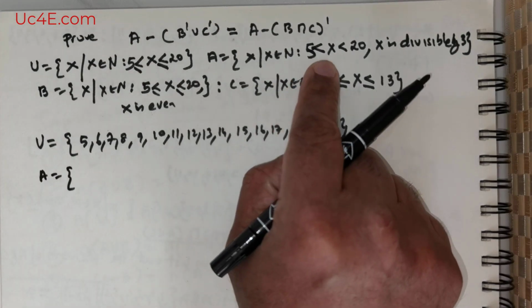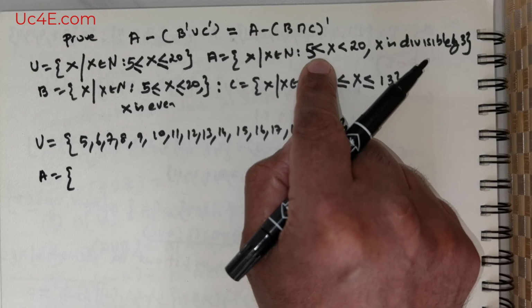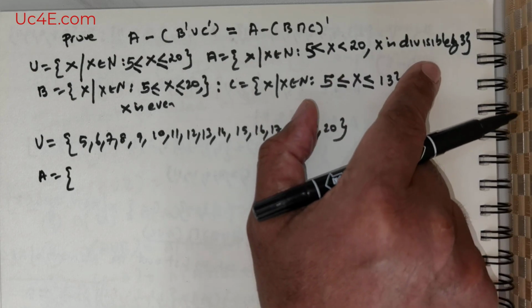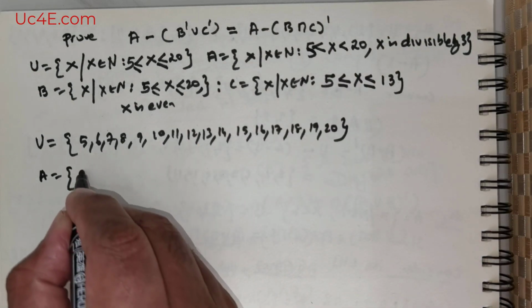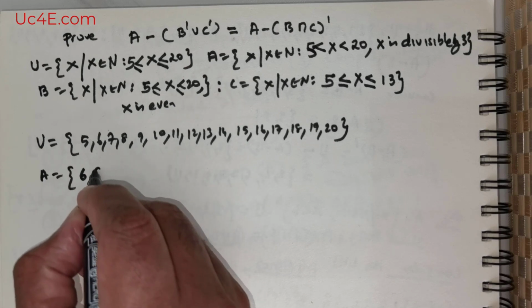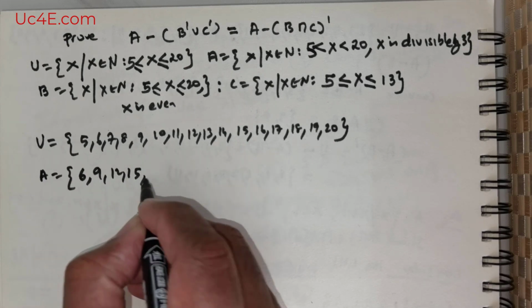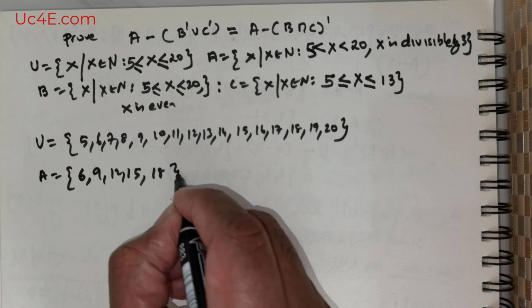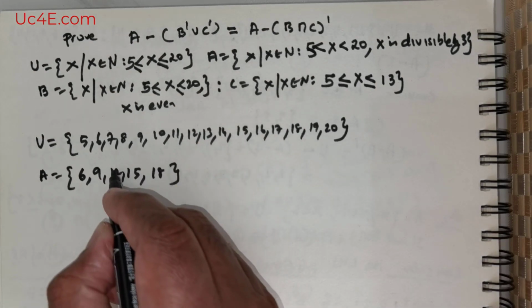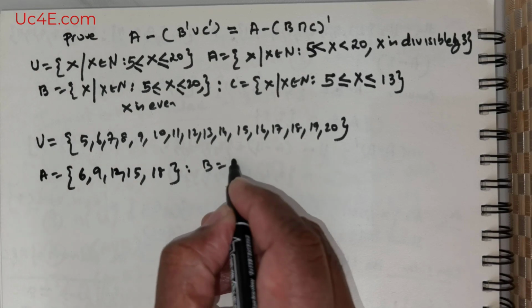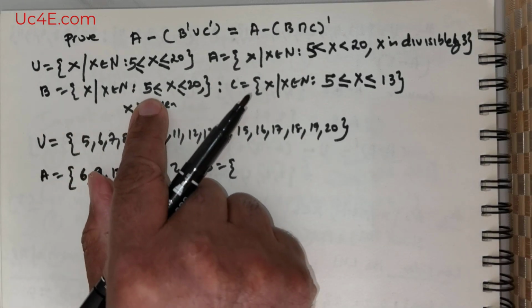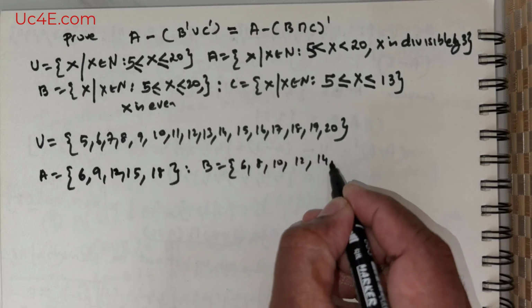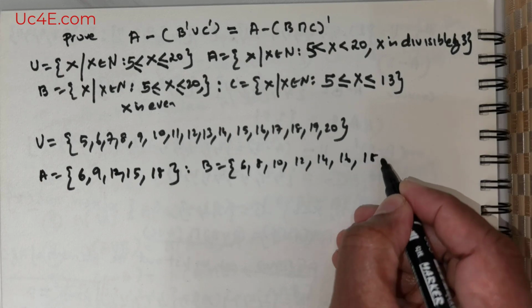Set A is strictly greater than 5, which is within the bounds of the universal set, but strictly less than 20, and X is divisible by 3. So strictly greater than 5, that means we start with 6. The next element would be 9, and then 12, and then 15, and 18. We cannot take 20. So this is the set for A. Okay, set B is between 5 and 20 and all even numbers. So 6, 8, 10, 12, 14, 16, 18 and 20.